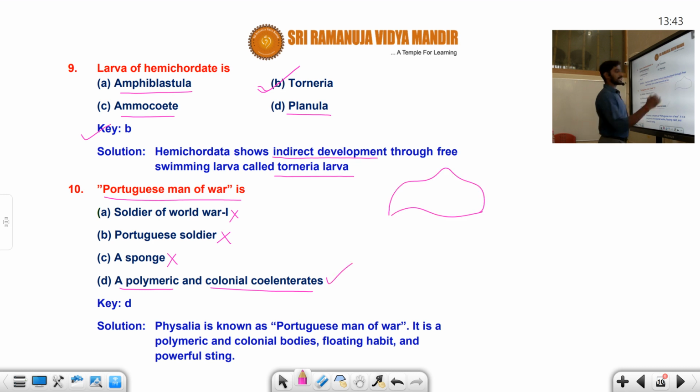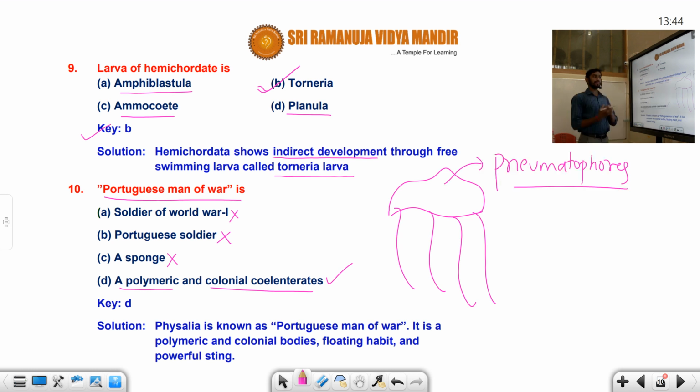There are nematophores we can observe, right? We can observe the tentacles. This gas filled, balloon like structure is called the pneumatophore. What is the purpose of this structure? It is filled up with gas, and once filled with gas, it is responsible for floating on the surface of water. Once the gas is removed, it goes beneath the surface of the sea water. So this is about the Portuguese man of war.